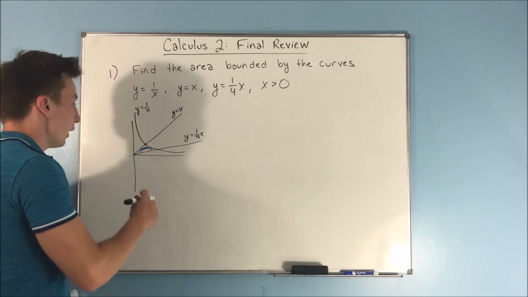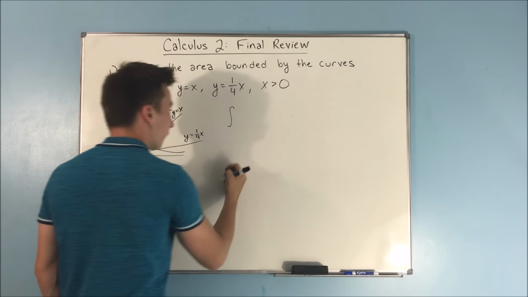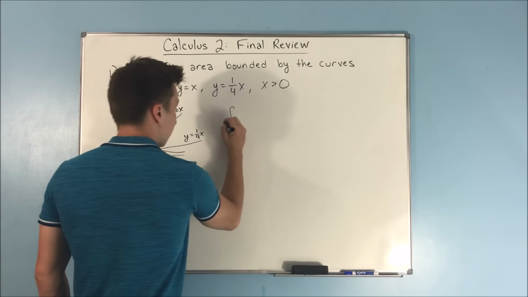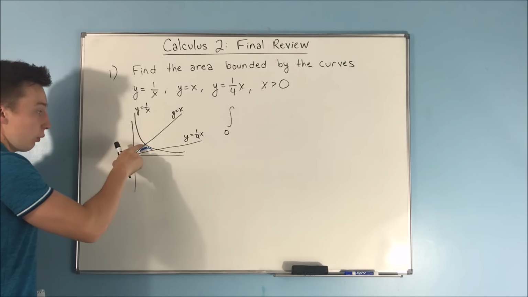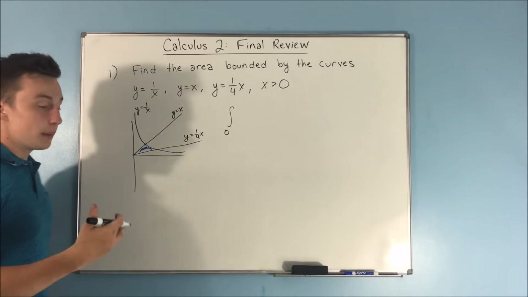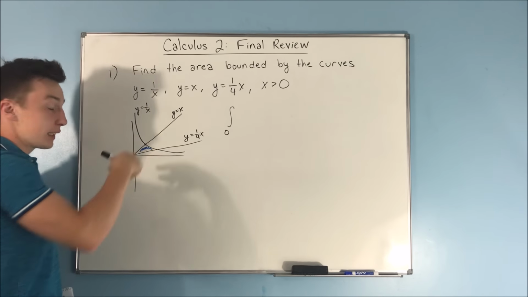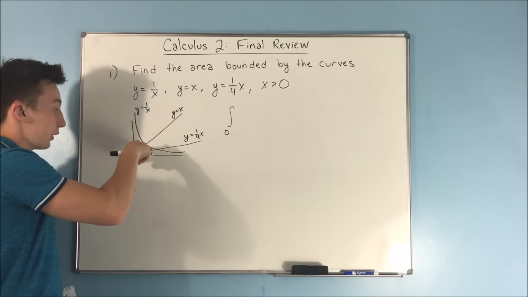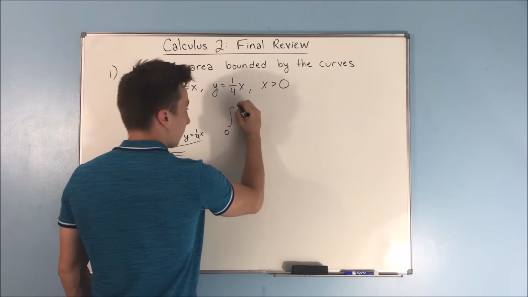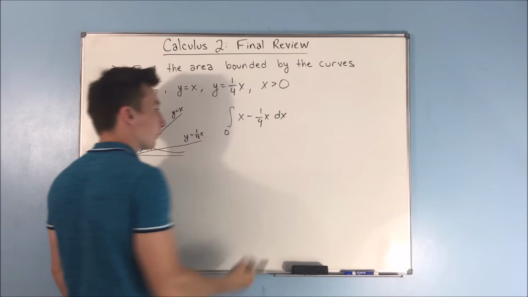So what we're going to have to do is set up two separate integrals, and the first integral will be from 0. It's going to start at 0. We don't know where this intersection point is, so we have to figure that out. But what is going to be our integrand? Well, that's just going to be the top function minus the bottom function. The top function being x, and the bottom function being 1/4 x. So this will be x minus 1/4 x dx.